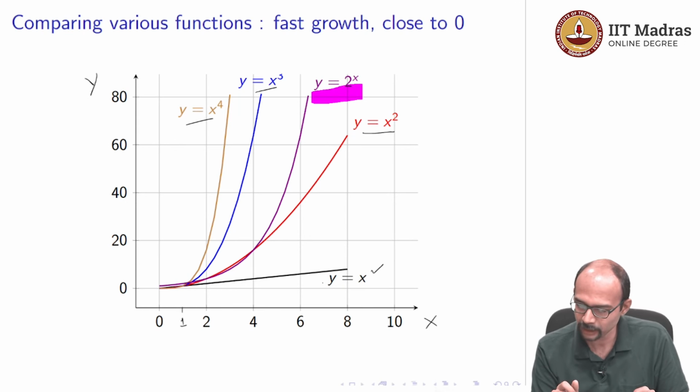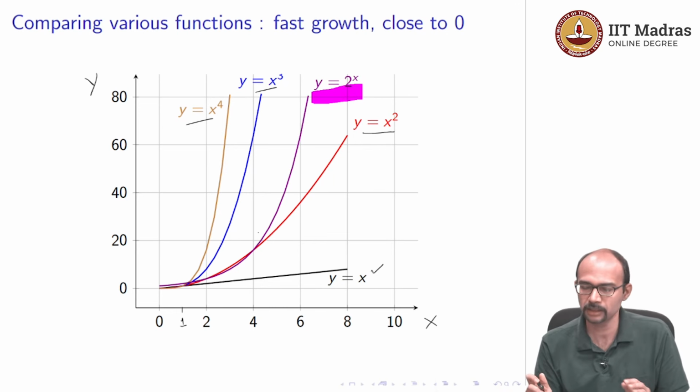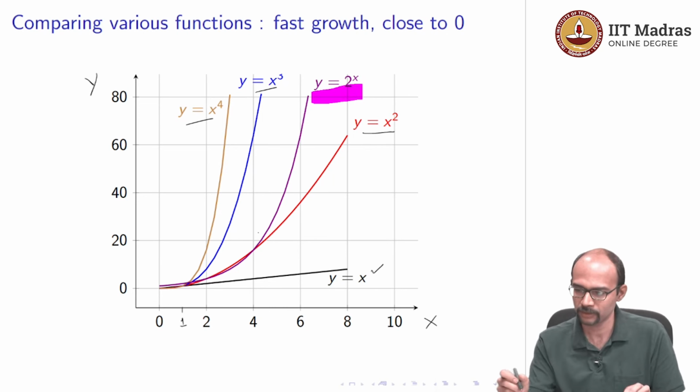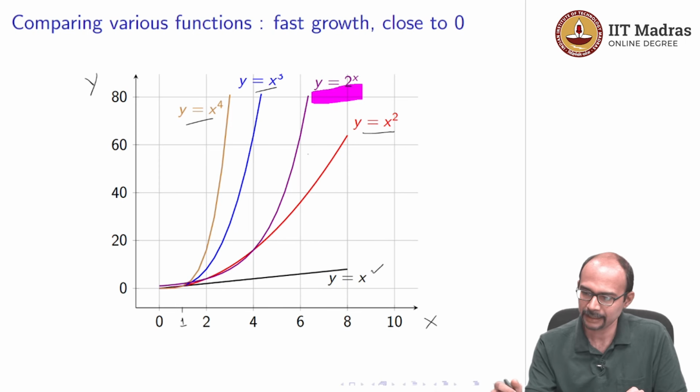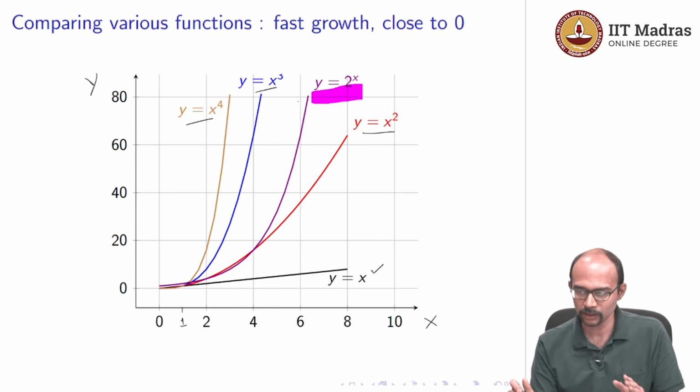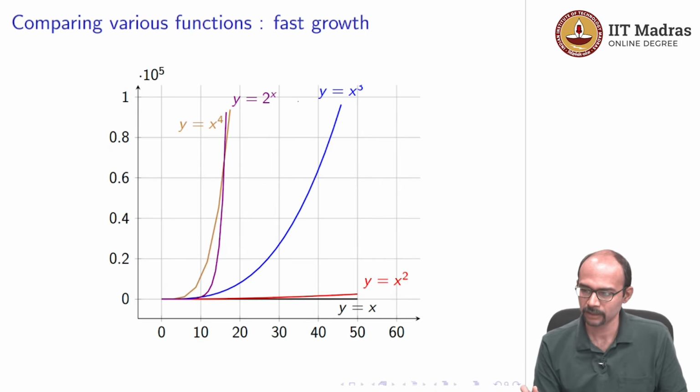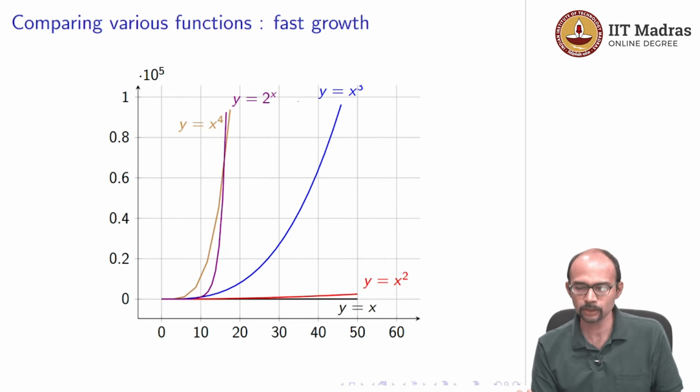So, y is x always beats it at first, but then after some time y is x squared beats it for a short time, but after that y is 2 to the power x suddenly starts taking off with respect to x squared. You can see the way it is changing, it will keep changing, and what happens if you increase your scaling further?